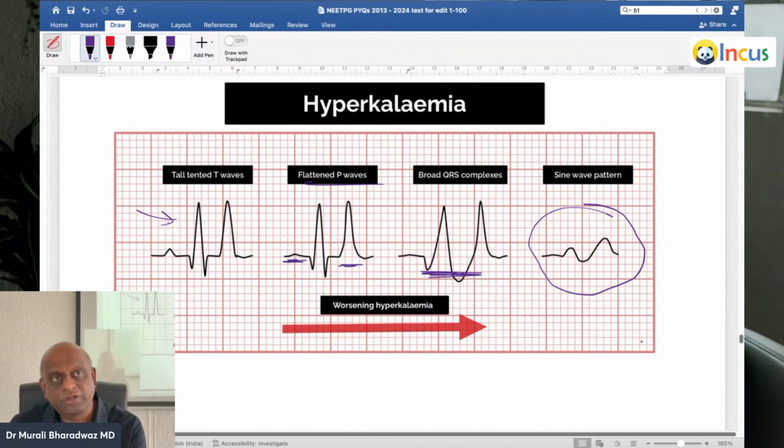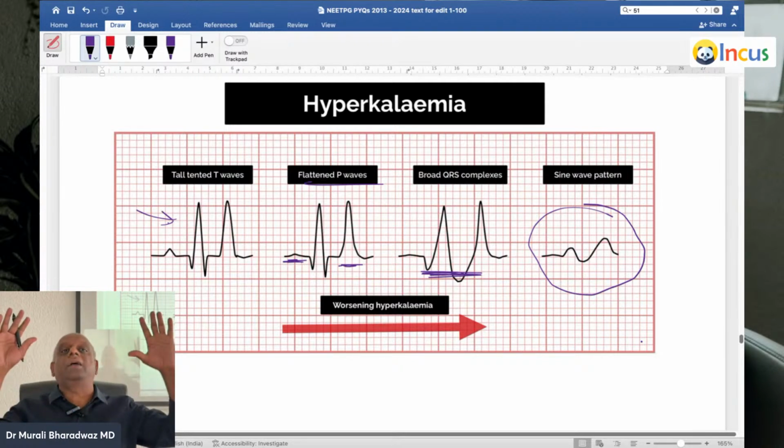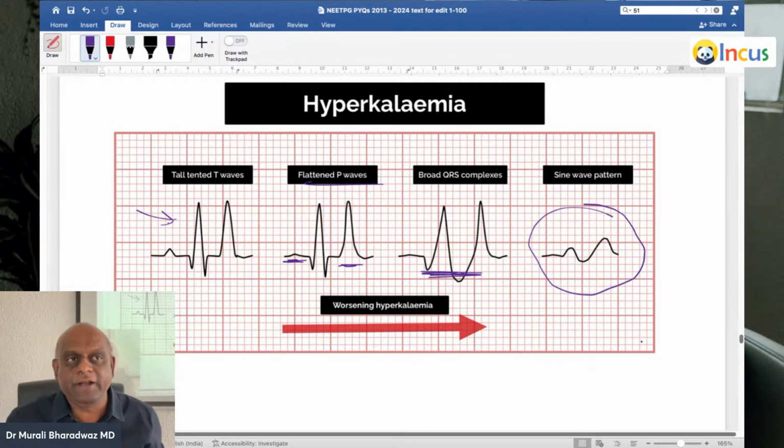So: tall tented T waves, flattening of P waves, broadening of QRS, sine wave pattern. Remember it even in your sleep. See, in every NEETPG exam, at least 1 or 2 ECGs come. Show me a recent NEETPG paper without an ECG. Was it the morning session or the evening session for you? In the morning session 1 ECG will come. No paper without it. 1 heart attack ECG or dyslipidemia ECG. Very predictable. I'm telling you.